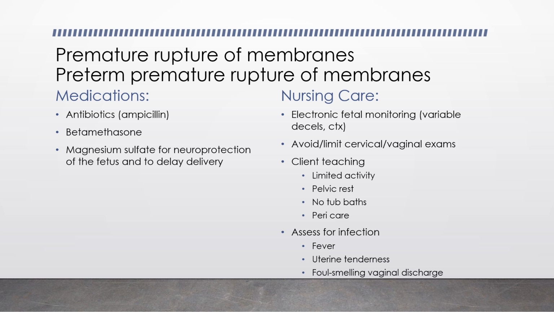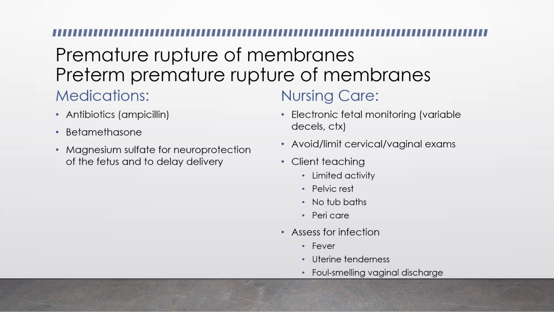We would want to teach the patient about limited activity. So again, modified bed rest. She should be on pelvic rest, nothing up inside the vagina. Now, more likely than not, women with premature rupture of membranes, they're going to be in the hospital until they deliver for as many weeks as it takes. They should not be taking a tub bath because that fluid from the tub can get up in there and cause infection. Some providers want their patients to do pericare, so we would teach them how to keep that perineal area clean.